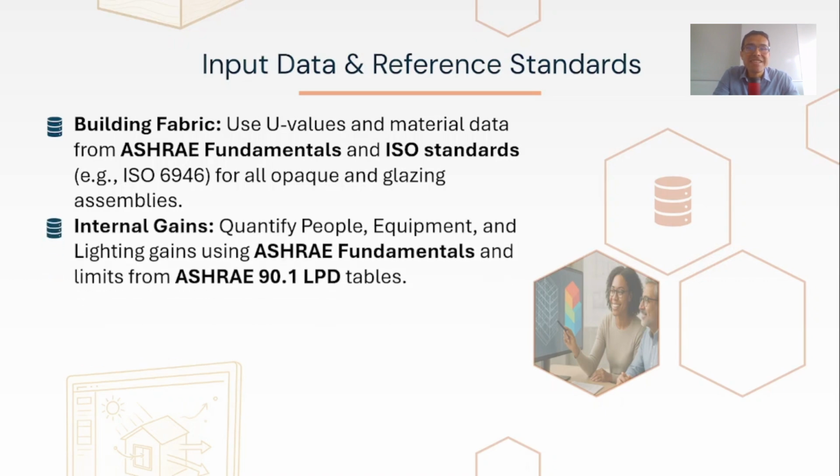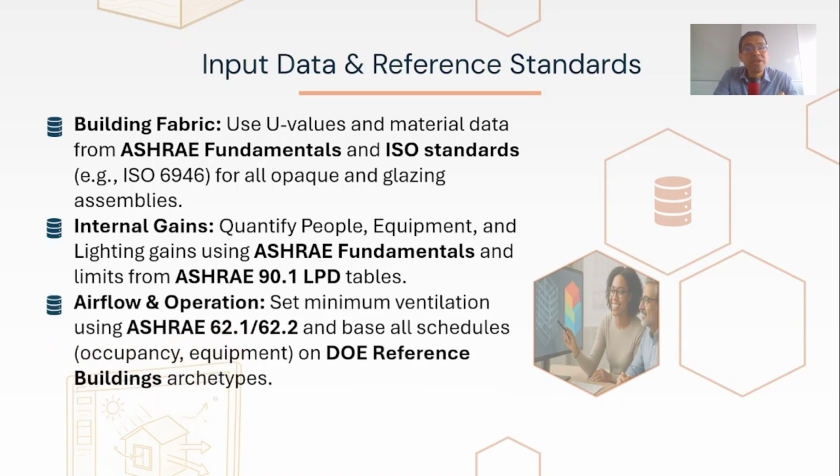For internal gains, you need to quantify heat from all three sources. You'll find sensible and latent gains from people in ASHRAE Fundamentals. For equipment and lighting, you rely on limits and power densities from sources like the ASHRAE 90.1 LPD tables. Airflow and operation require two sets of standards.